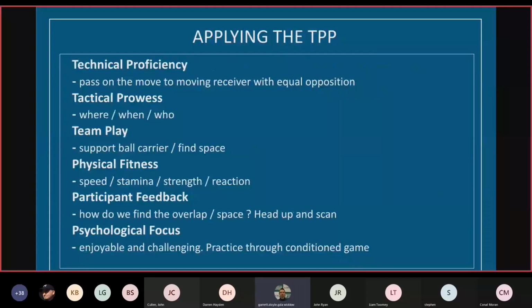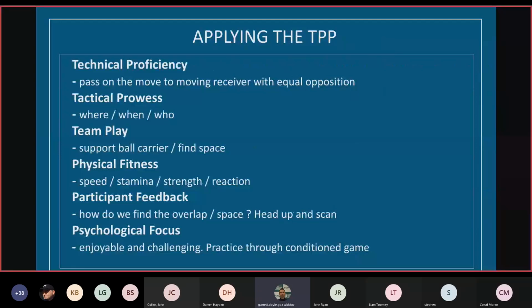Again, tactical prowess: where, when, and who. So team play: support the ball carrier. Try to find space. Also, encourage or direct the player to the goal that's free, where there are very few opponents. Physical fitness, again: speed, stamina, strength, reaction.